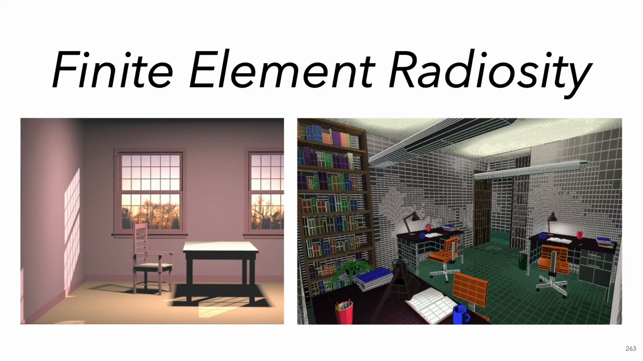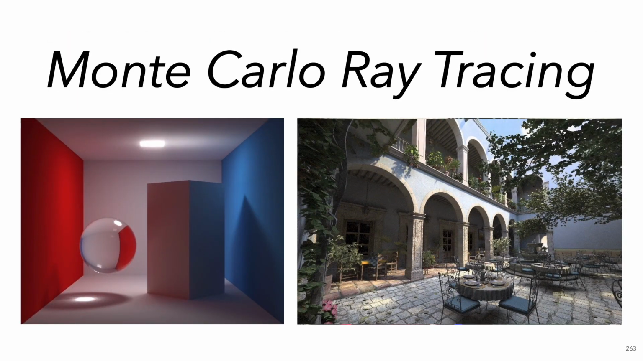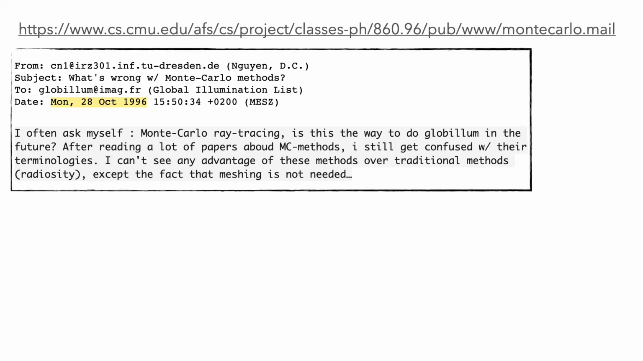Earlier in the talk, we discussed how rendering underwent the same transition from FEM to Monte Carlo methods in the 90s. But there wasn't actually always consensus around the place of Monte Carlo methods in light transport. If we travel back in time to the 90s and read email threads at the time, we see that there was actually a lot of skepticism and doubt around Monte Carlo methods and whether they were worth pursuing. So one person in the thread says, I can't see any advantages of these methods except that meshing is not needed. And there was real concern that Monte Carlo methods were just an academic curiosity.